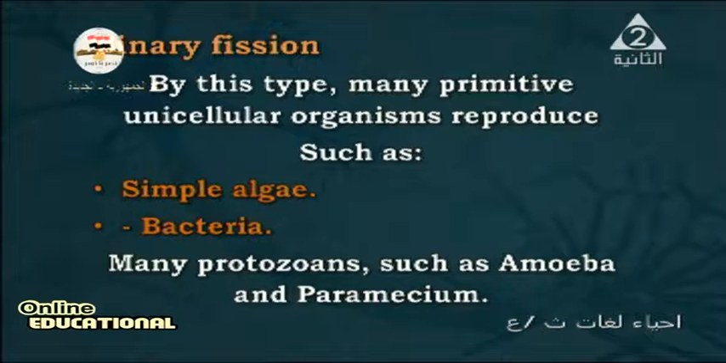First, simple algae and bacteria. A simple type of algae like chlamydomonas, and bacteria are unicellular. Many protozoa. What are the protozoa? Protozoa such as amoeba, or paramecium. These are the unicellular organisms.